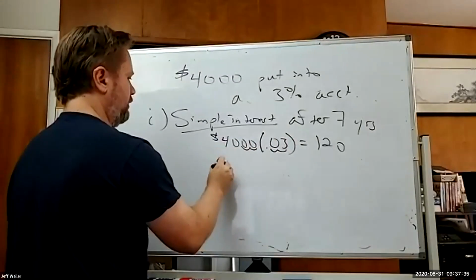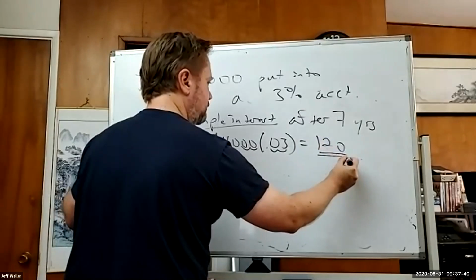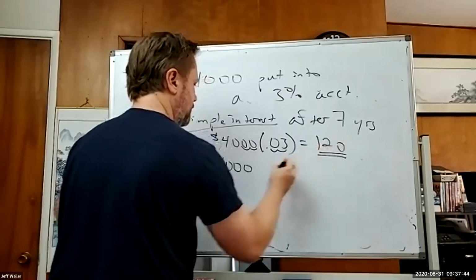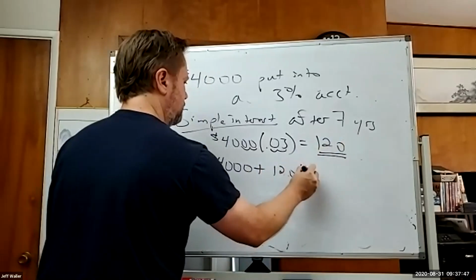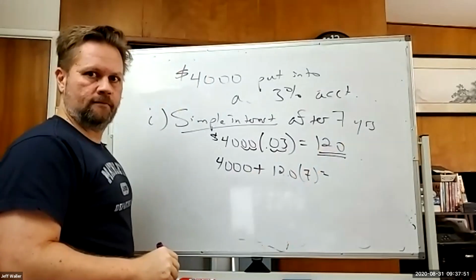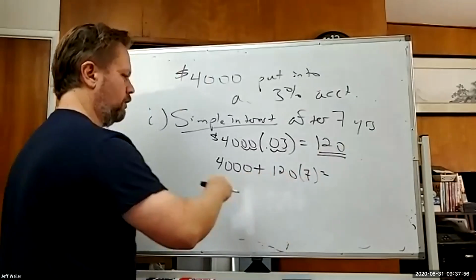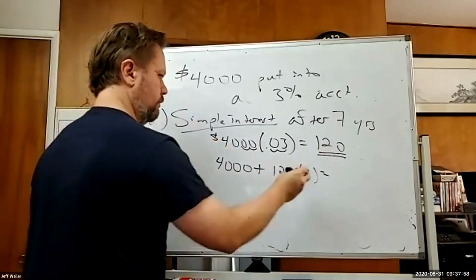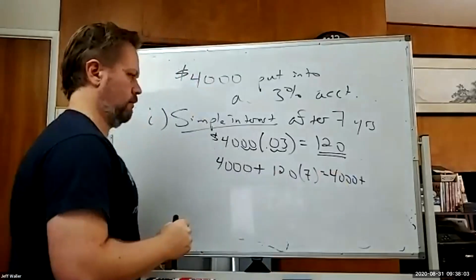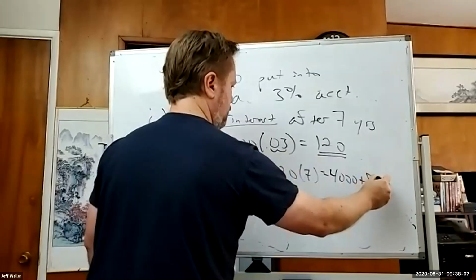So if I take 4,000 and I'm going to add this, how many times am I going to add this? 7 times. 7 years' worth of this. So then where am I going to end up? 7 times 120. There we go.